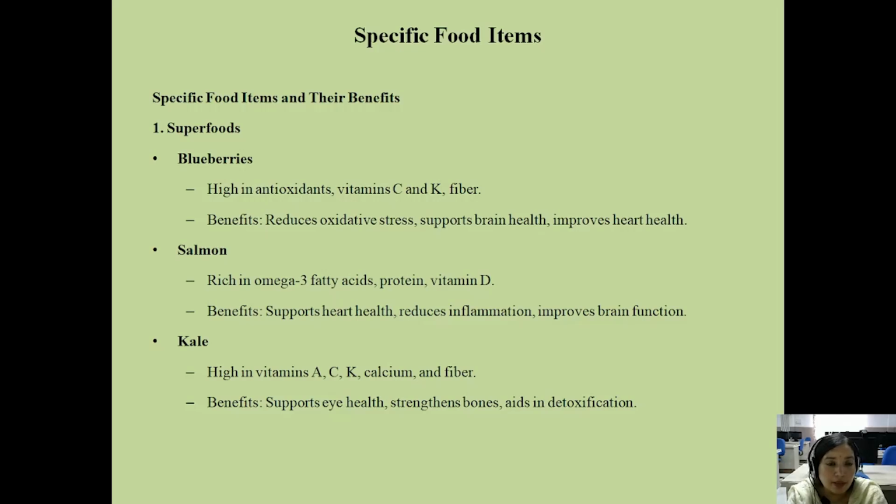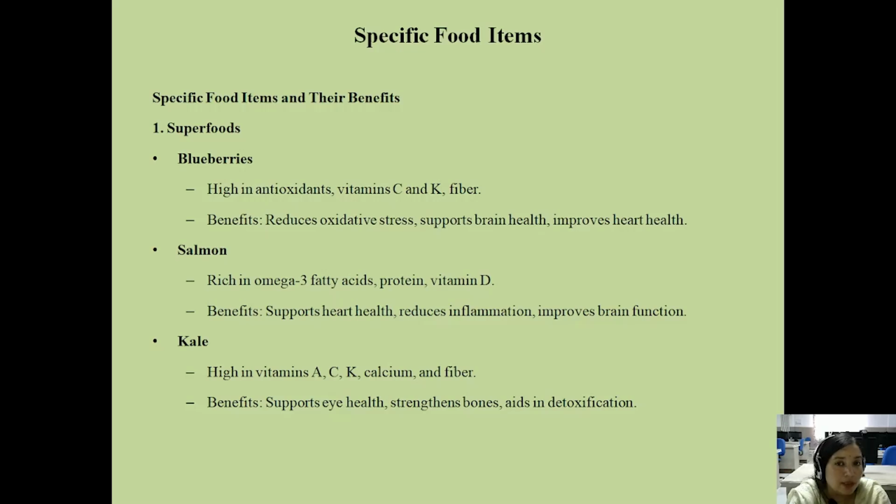Salmon is there, rich in omega-3 fatty acids, protein, and vitamin D. Benefits: it supports your heart health, reduces inflammation, and improves your brain function. Kale is high in vitamins A, C and K, calcium and fiber. Benefits: it supports your eye health, strengthens your bones, and aids in detoxification.